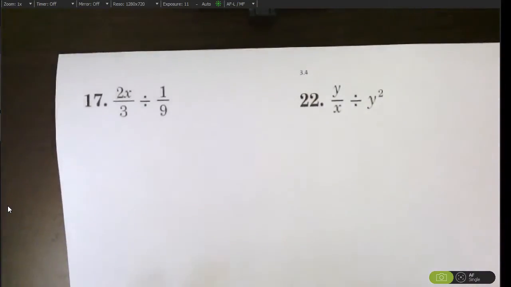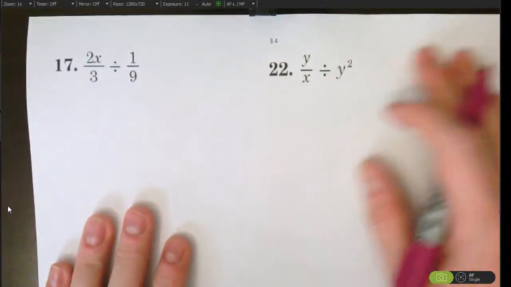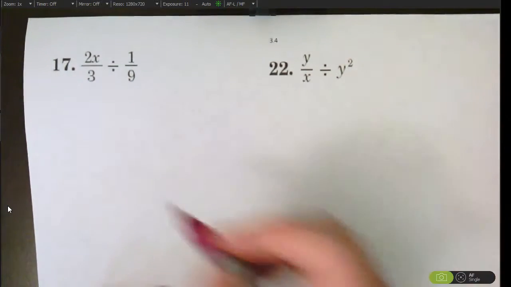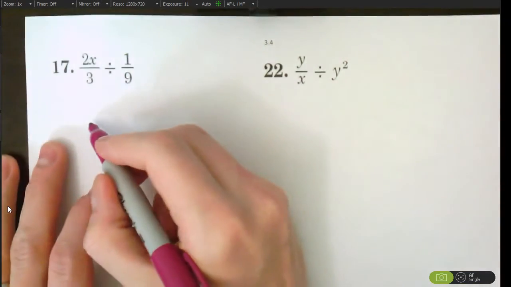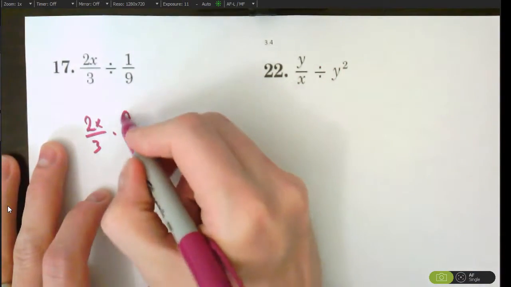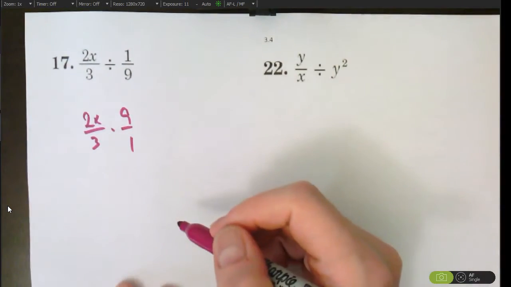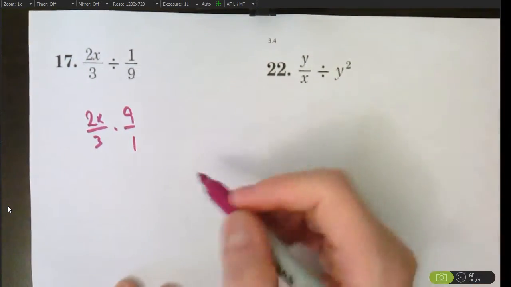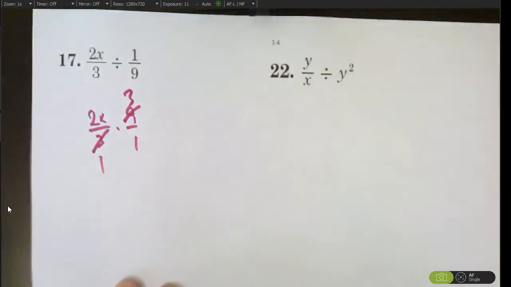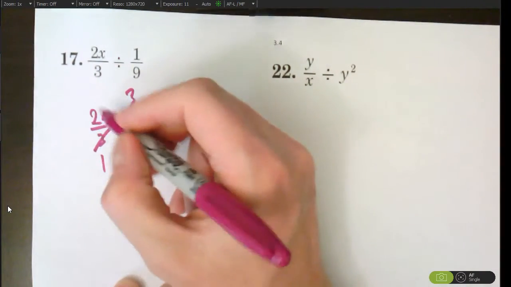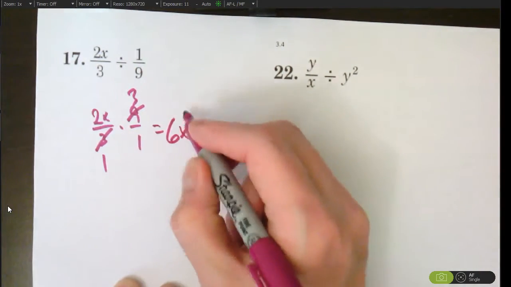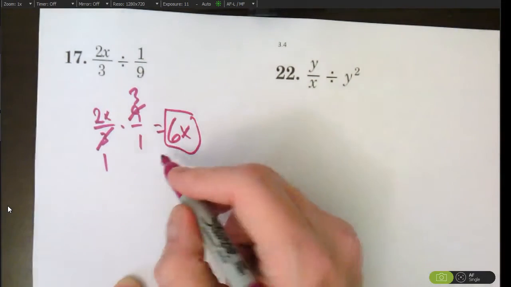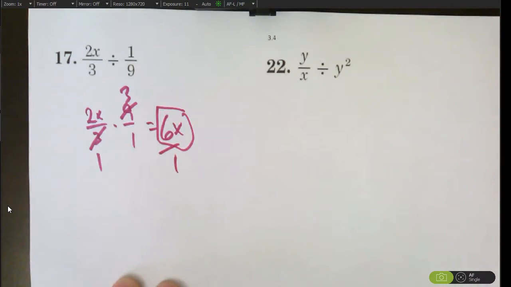Next, number 17. We have 2x over 3 divided by 1/9. The reason I chose this is it's a variable problem that seems to throw people off. Well, 2x over 3 stays the same. Now we flip it and multiply by 9 over 1, and we do the same thing. If there are numbers that cross cancel, cancel the numbers. So 3 and 1. 2 and 1 don't cancel, and there aren't any other x's, so it's just going to be 2 times x times 3. Well, 2 times 3 is 6. Tack on the x, 6x. Yes, it's over a 1, but anything over 1 is itself.